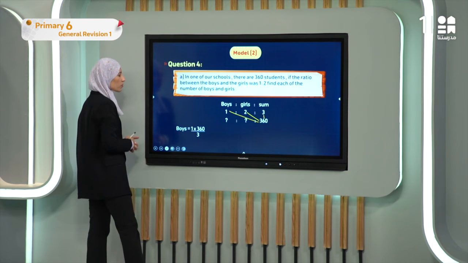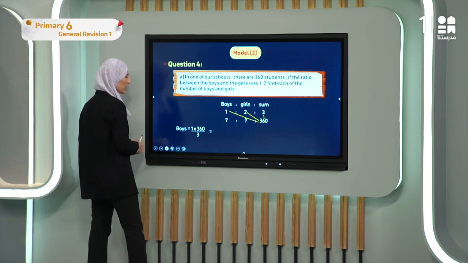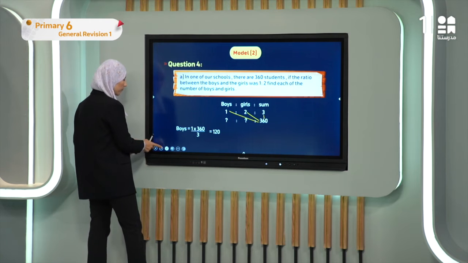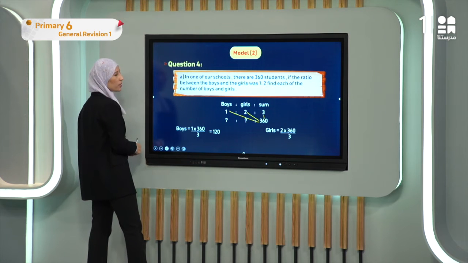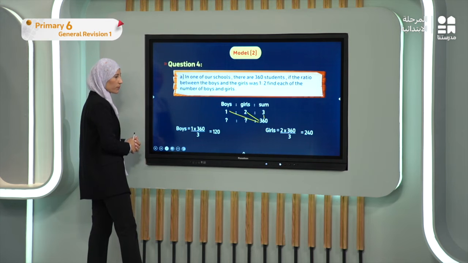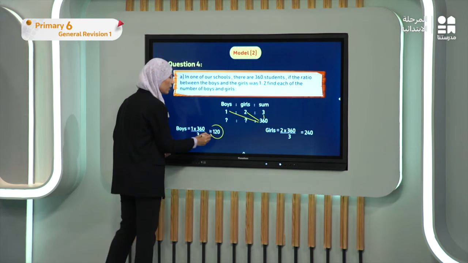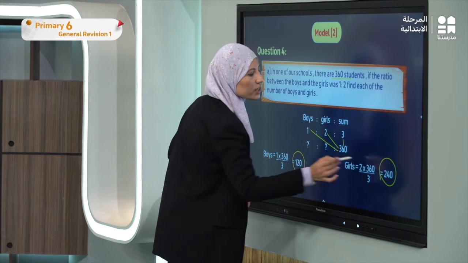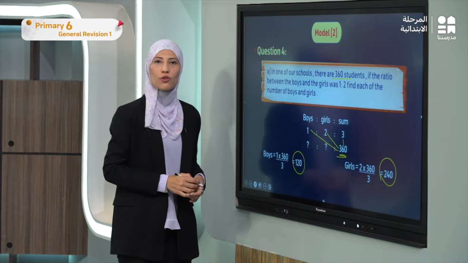So 1 times 360 divided by 3 equals 120. The girls will be 2 times 360 divided by 3 equals 240. And of course, if you add 120 to 240, you are supposed to have 360.